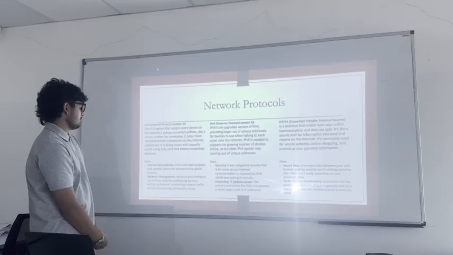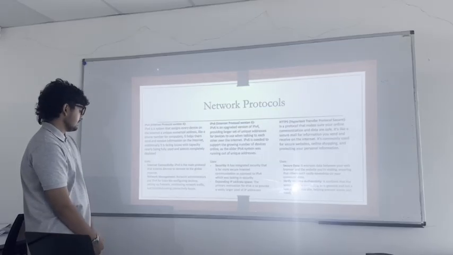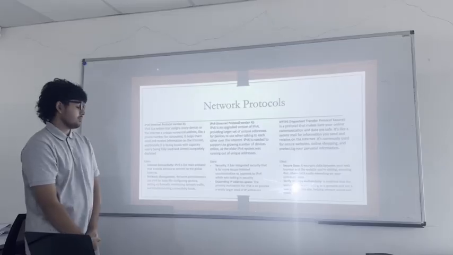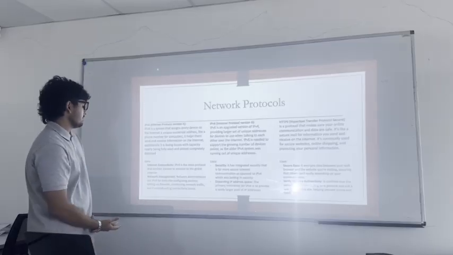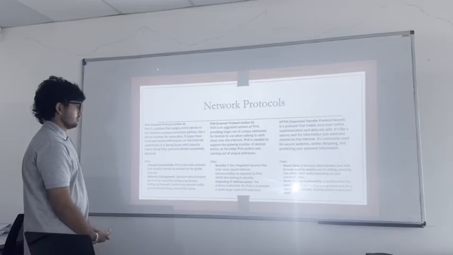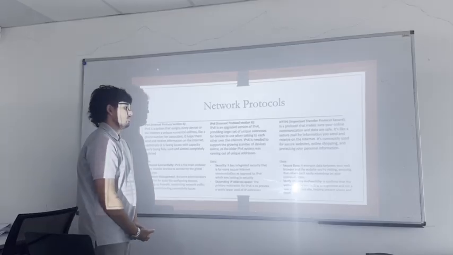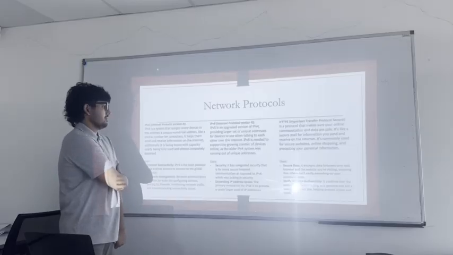IPv4 is the main protocol that enables devices to connect to the global internet. Network management. Network administrators use IPv4 for tasks like configuring devices, setting up firewalls, monitoring network traffic, and troubleshooting connectivity issues. IPv6 is pretty much the reason why it's there. It's due to the limited capacity of IPv4.